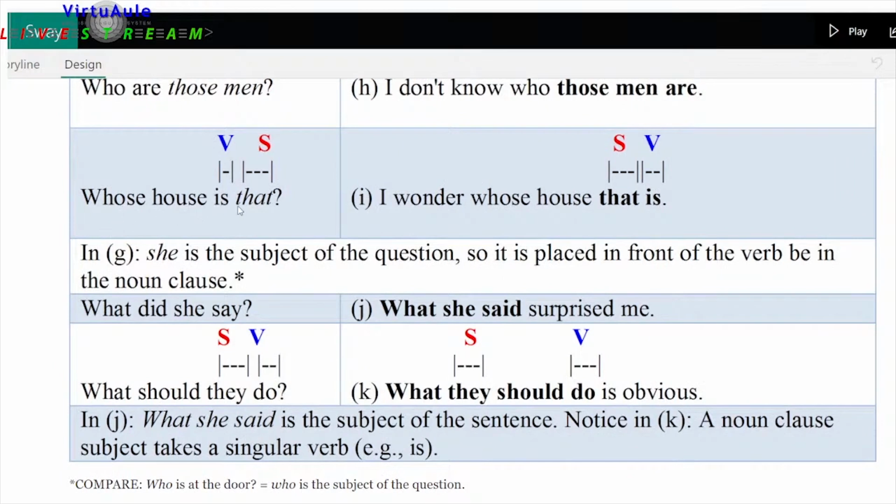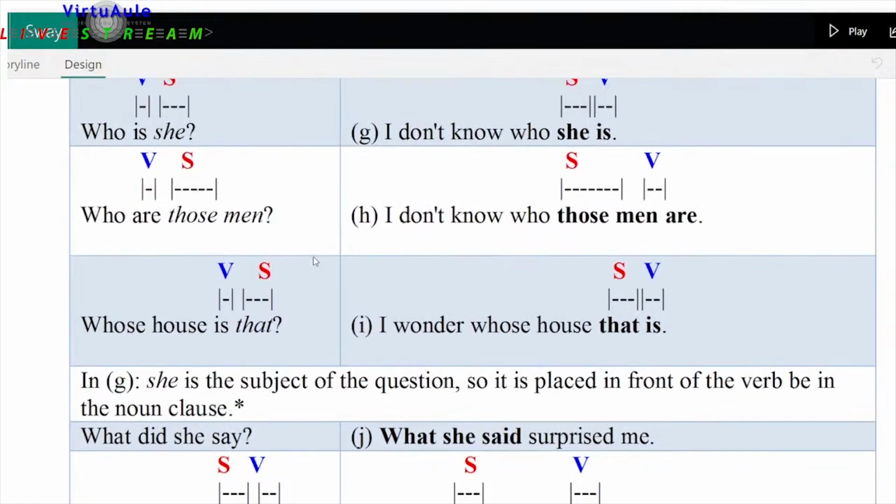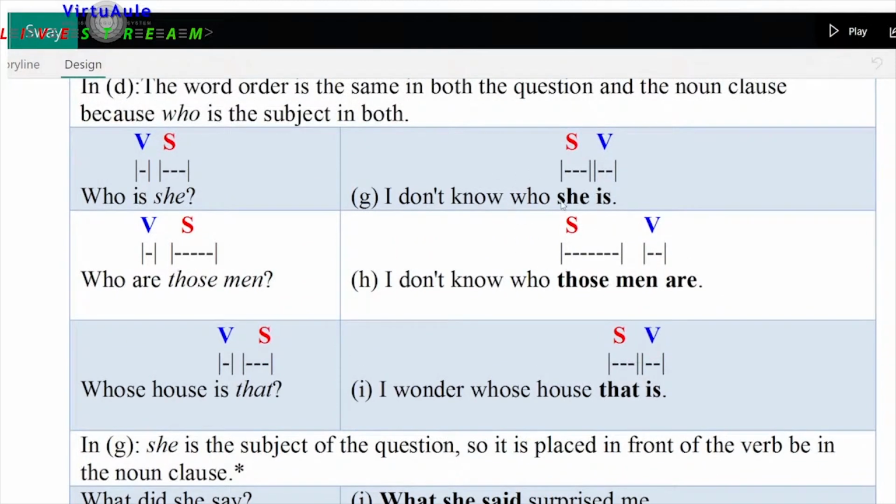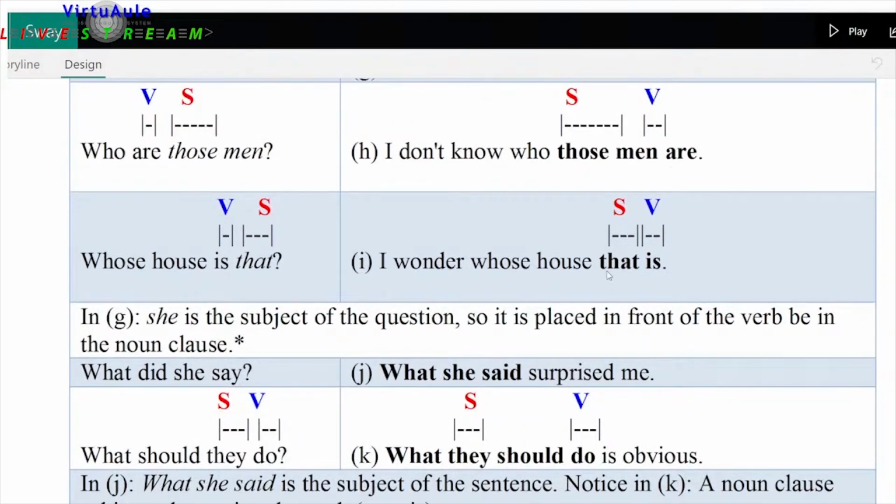Whose house is that? Okay, the verb is the singular to be form, is, and the subject is that. I wonder whose house that is. Now we're back to the normal subject verb in the noun clause. I wonder whose house that is. In G, she is the subject of the question, so it is placed in front of the verb be in the noun clause. Right, so she is, those men are, that is.